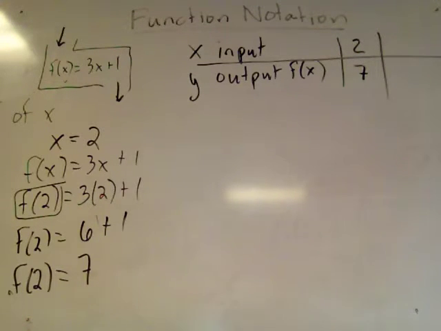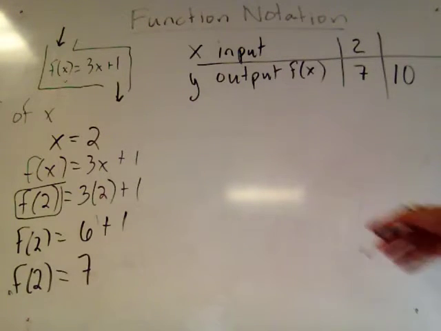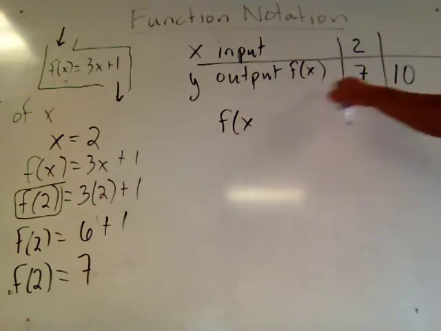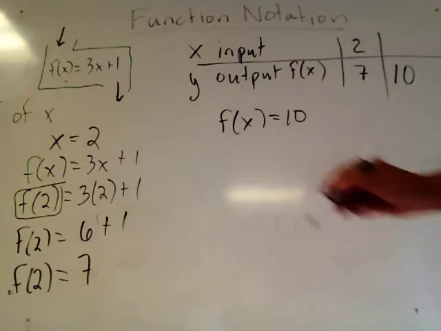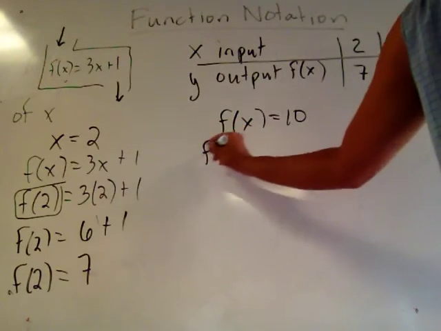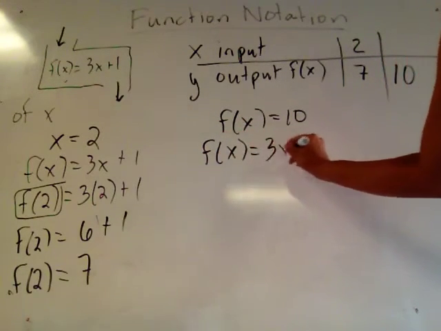All right, let's say now, instead of giving us the x value, they gave us the f of x value. They told us what the answer is going to be for this one. So I'm going to do the same thing. I'm going to say f of x, that's what we're given, is equal to 10. The second thing I'm going to do is write down my function. F of x equals 3x plus 1.